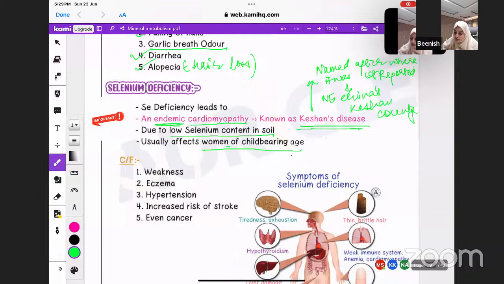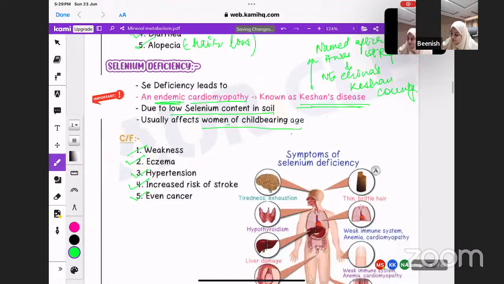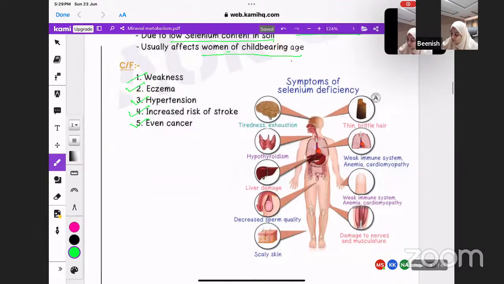Now, clinical features include weakness, eczema, hypertension, increased risk of stroke, and even cancer. Here in this diagram, you can see symptoms of selenium deficiency: tiredness and exhaustion, the enzyme is going to be affected, liver damage, decreased sperm quality, scaly skin, damage to nerves and musculature, weak immune system, anemia and cardiomyopathy, and thin and brittle hair. So all of these are symptoms of selenium deficiency.